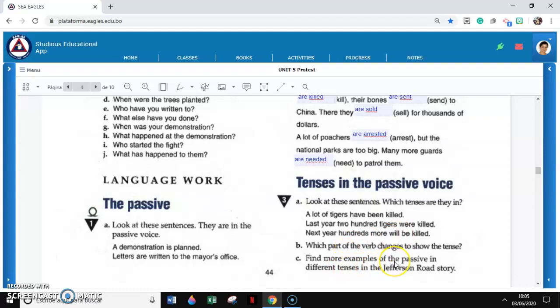Find more examples of the passive in different tenses in the Jefferson's Row story. So I would like you to go to the Jefferson's Row story and identify these different tenses, please. Okay? Has been, which is a present perfect, were killed, which is a past simple tense, and will, which is a future simple tense. So I hope this tutorial helps.